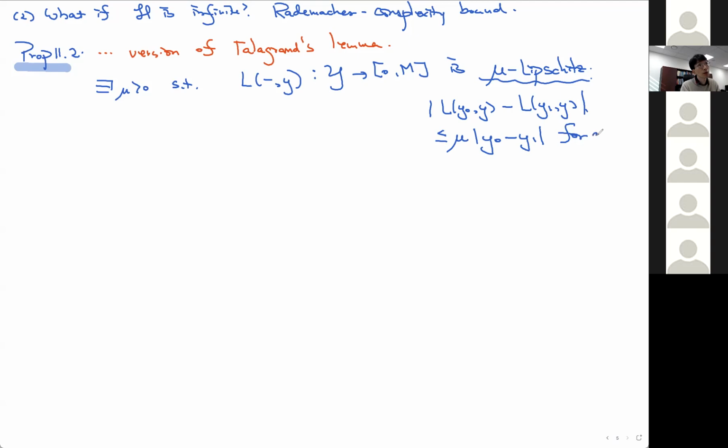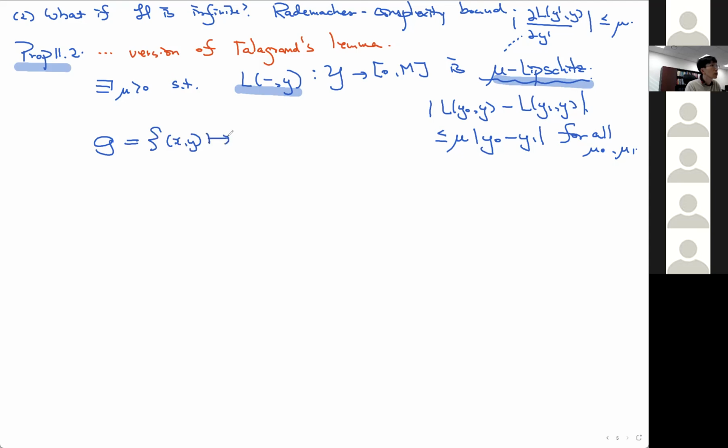But a more useful property is, when this partially applied function L is differentiable with respect to the first parameter, mu-Lipschitz is the same as the derivative of L with respect to the first parameter being bounded by mu. So you take the derivative, compute its absolute value, and that's going to be bounded by mu. In a sense, the slope is bounded by mu. And then we have a hypothesis set H, but we consider a new hypothesis set G that consists of functions that take x and y and return L(h(x), y), where h is in our hypothesis set H.